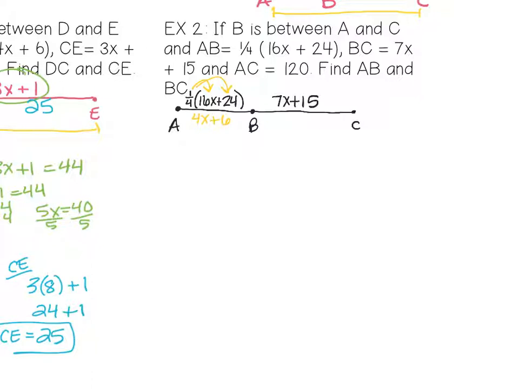And I know that the whole segment AC is going to be 120. So I'm going to have 4x plus 6 plus 7x plus 15 equals 120.